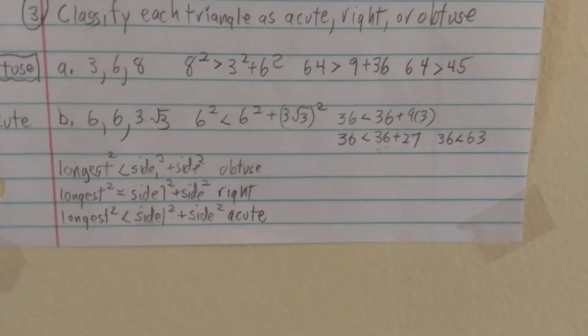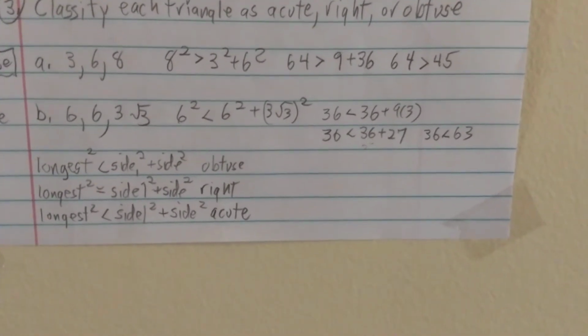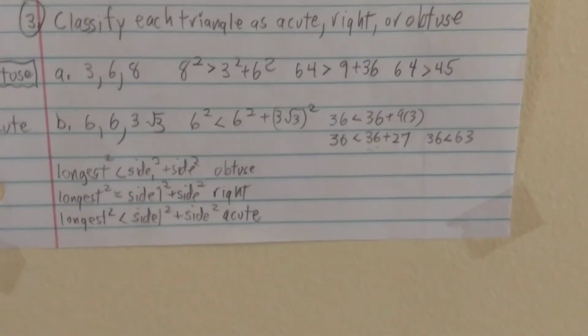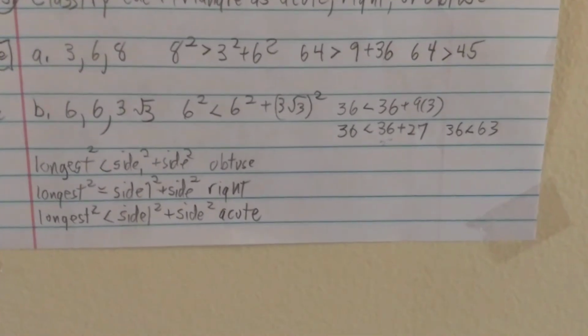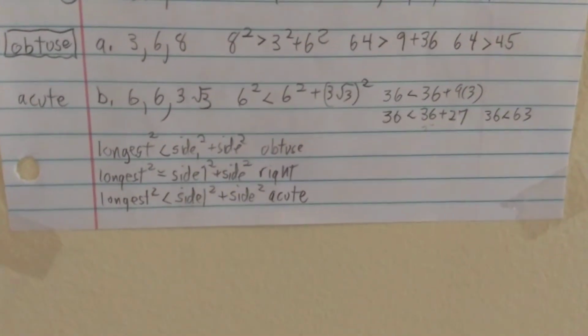So 8 squared is the longest, and we compare it to 3 squared plus 6 squared. So 64 is greater than 9 plus 36, which is 45. So that one would be obtuse.